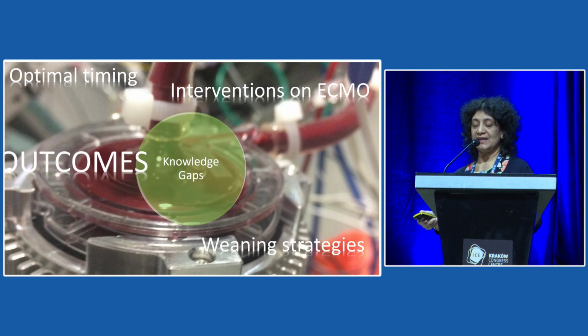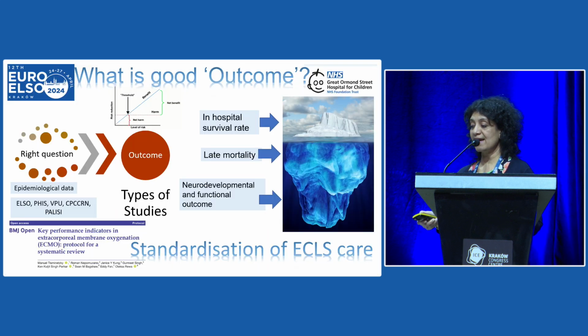We know that there are major knowledge gaps: optimal timing, interventions, weaning strategies, and importantly, outcomes. But when we come to looking at outcomes in children, what is a good outcome? Is in-hospital survival a good outcome? Is late mortality? Or is it actually the neurodevelopmental and functional outcomes? We know that the types of studies vary in their primary outcomes. A lot of the data is uncaptured, like this iceberg, where we see only the tip of the iceberg and we don't measure a lot of the neurodevelopmental and functional outcomes.